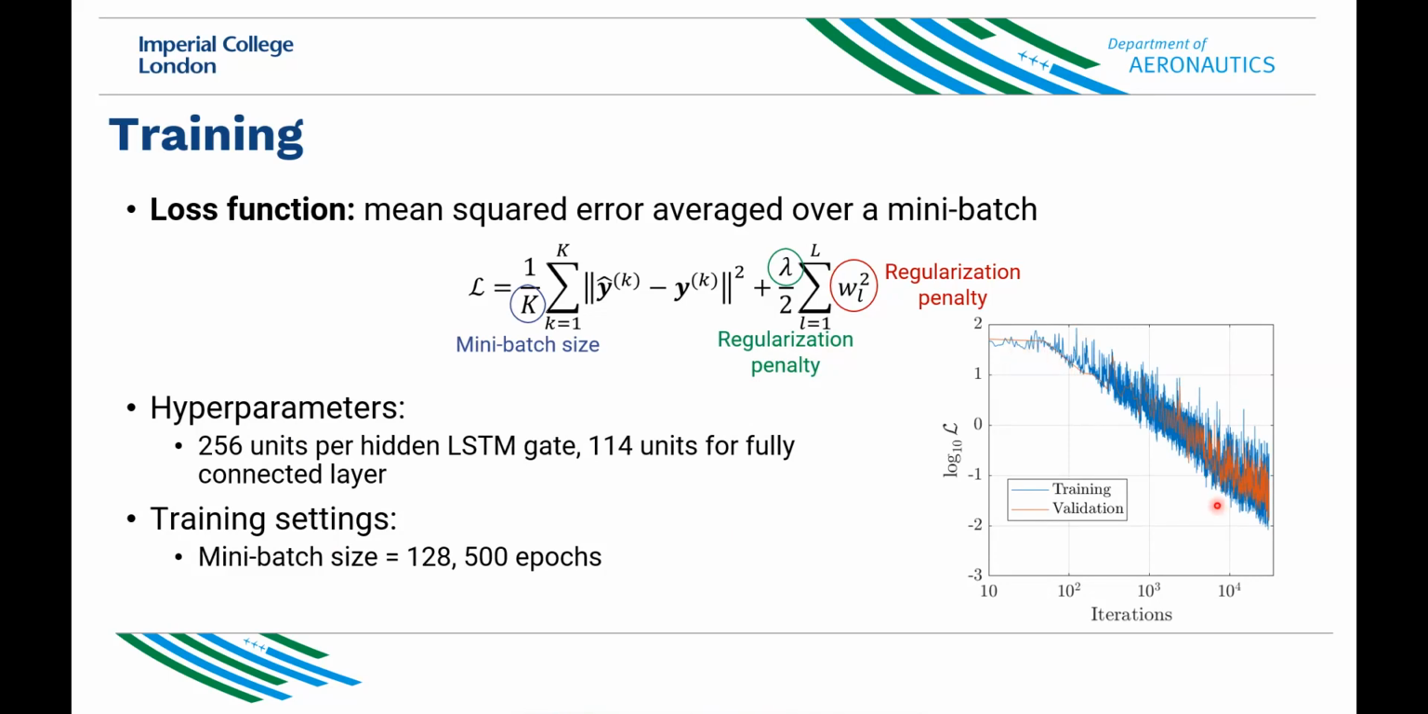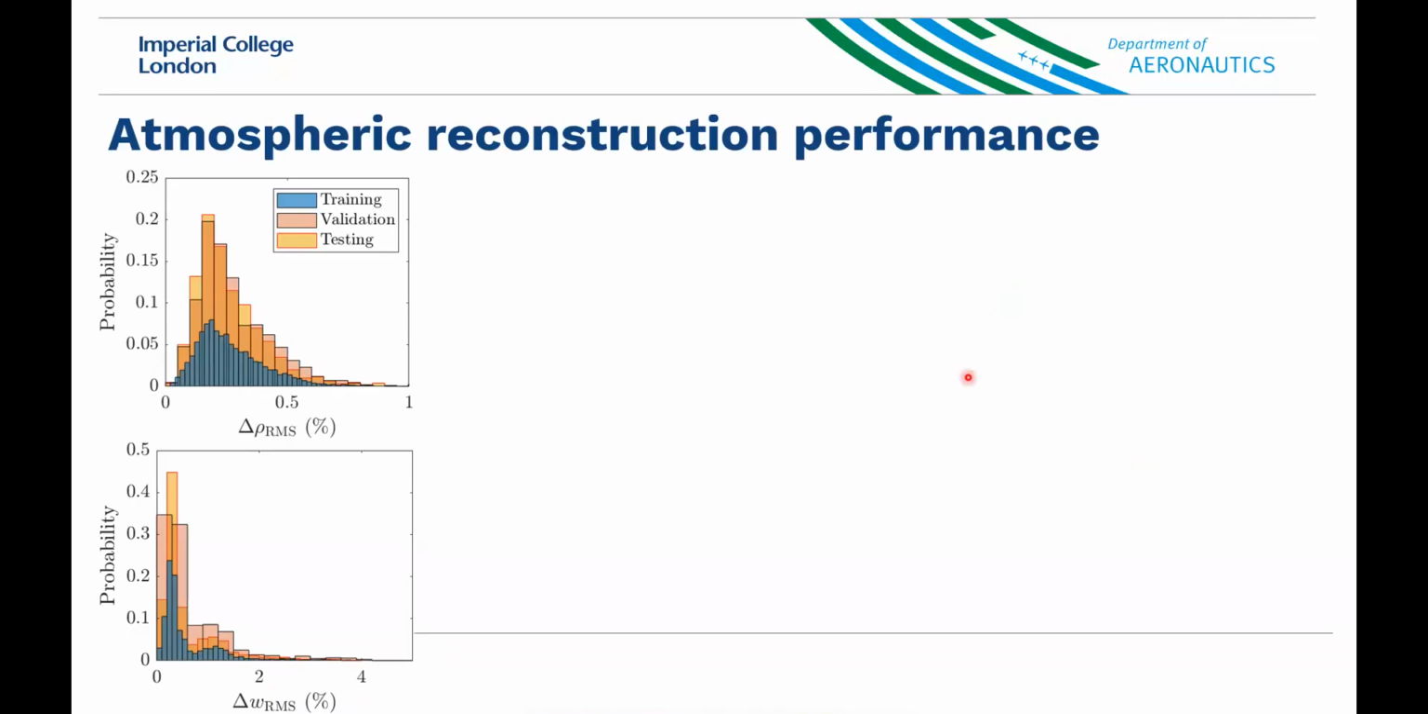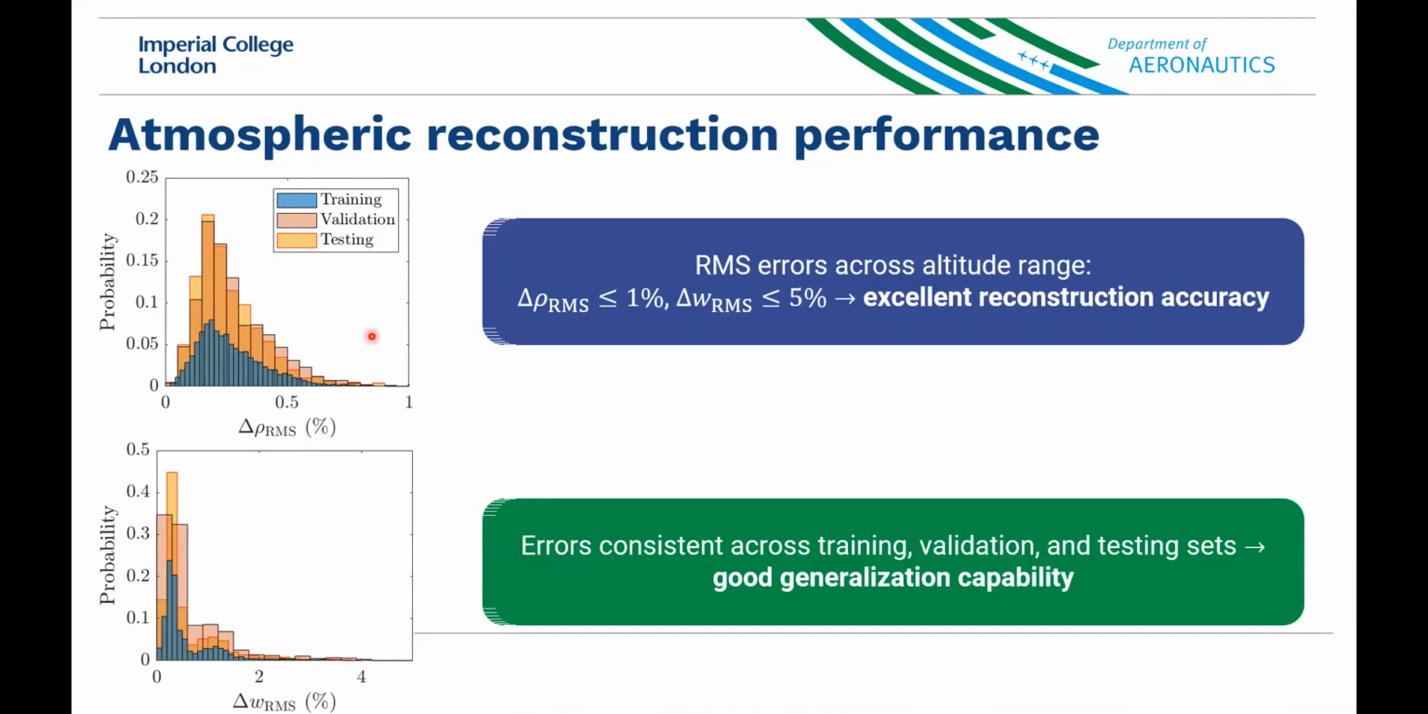It decreases after an initial transient, and most importantly, the loss on the training and the validation sets is of the same order of magnitude, which means that the network is generalizing well to samples it hasn't seen during training. This is confirmed by looking at the histograms of errors in density and wind over the different sets, the training, the validation, and testing set. First of all, we can see that the errors both in density and wind are pretty low, under 1% for density and 5% for the wind. These are root mean square errors over the full range of altitude computed over each sample. Also, the errors are consistent across the different sets, which means that the network is able to generalize well.